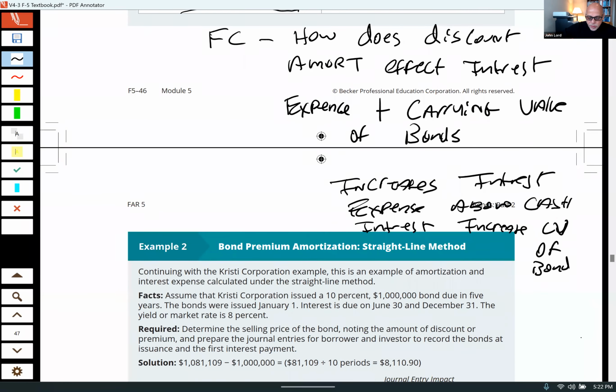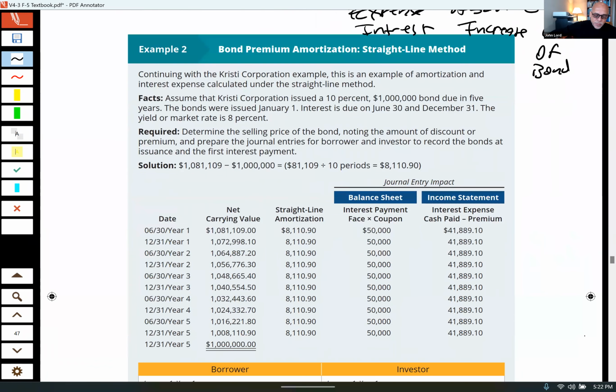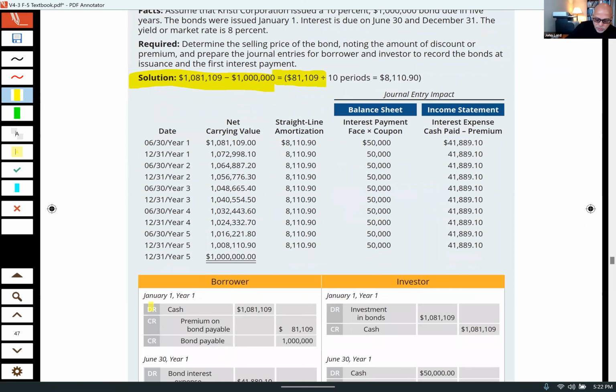Okay, good. Now, if it is a premium, again, we issued this bond for $1,081,109. The face of the bond was $1 million. That difference is $81,109. When we issue the bond, we get that entire $81,109. The bond payable is always credited at face because we're going to pay back at face eventually. And then the difference is credited to the premium. Go ahead and tee up the premium.